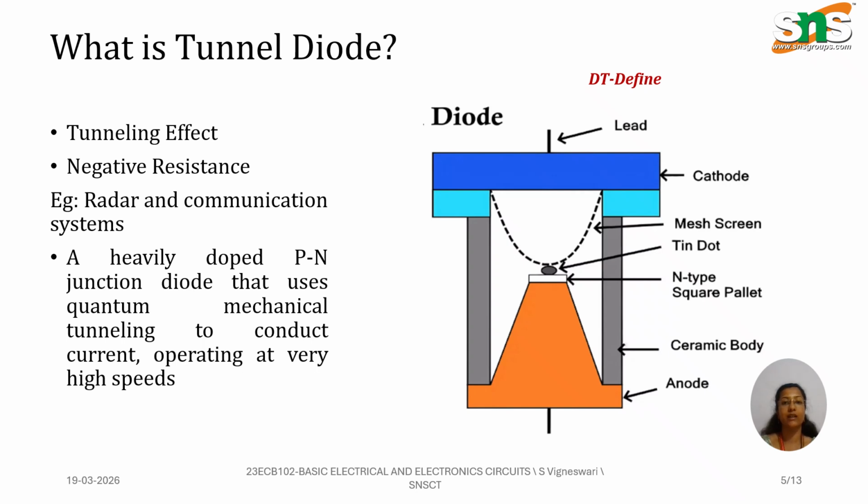So what is a tunnel diode? A tunnel diode is a heavily doped PN junction diode. Because of its heavy doping, the depletion layer becomes extremely thin, typically around 10 nanometers. Due to this thin barrier, electrons can tunnel through the junction even without sufficient energy. This is based on quantum mechanics and not classical physics. Another important feature of this diode is something very unusual. It shows negative resistance.